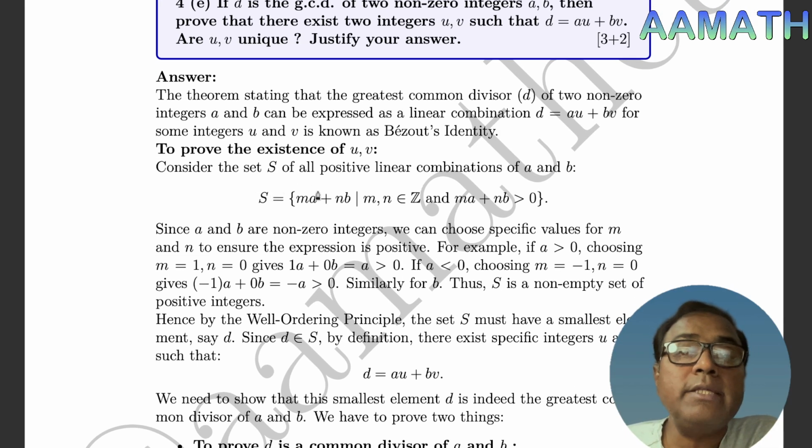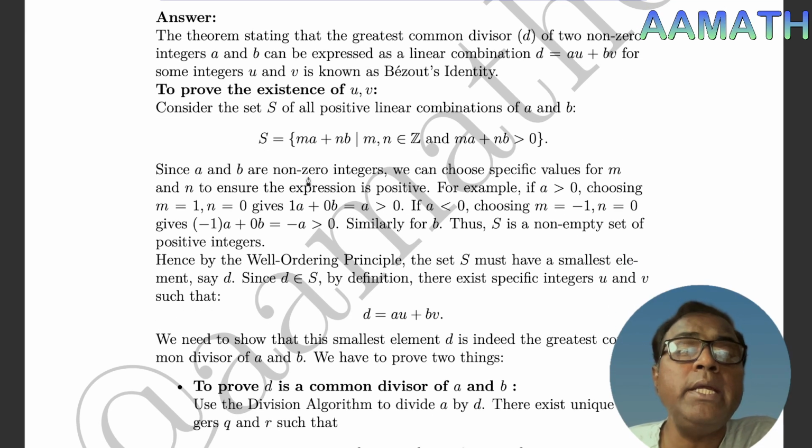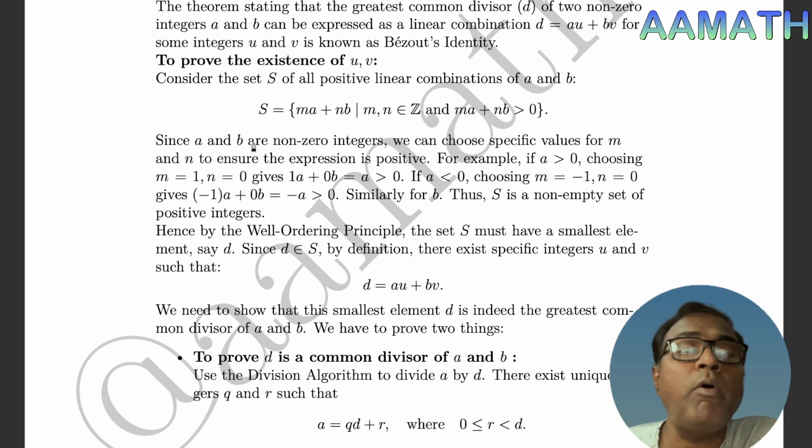Consider the set S of all positive linear combinations of a and b. This is equal to the set of ma plus nb such that m, n belong to Z and ma plus nb is greater than 0. Since a and b are non-zero integers, we can choose specific values for m and n to ensure the expression is positive.